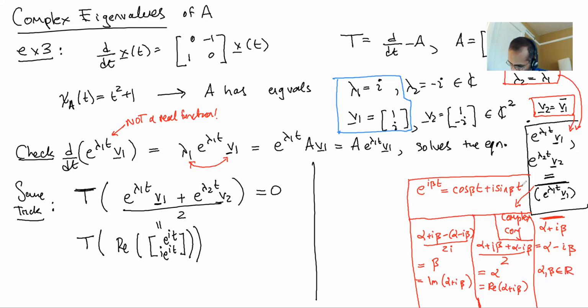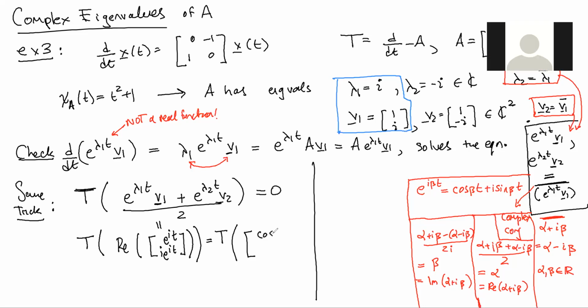So now we have to take the real part of these entries, right? What's the real part of the first entry of this vector? Cosine beta t. What's beta in this case? 1. Yep, cosine t. And now i times e to the it, so you have to multiply that by i. And now look at the real part of that. Well, if you multiply i sine t by i, you get minus sine t. So the real part is minus sine t.